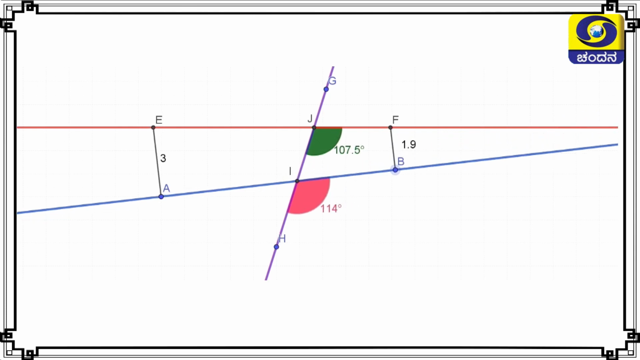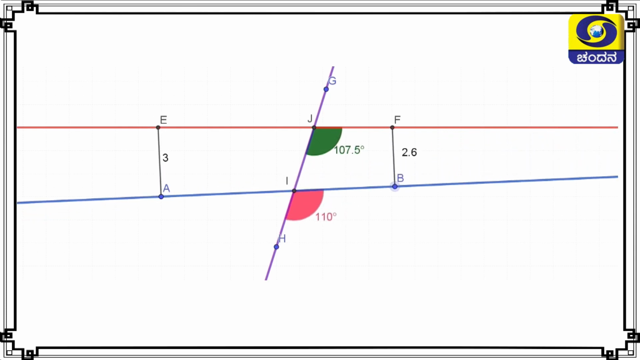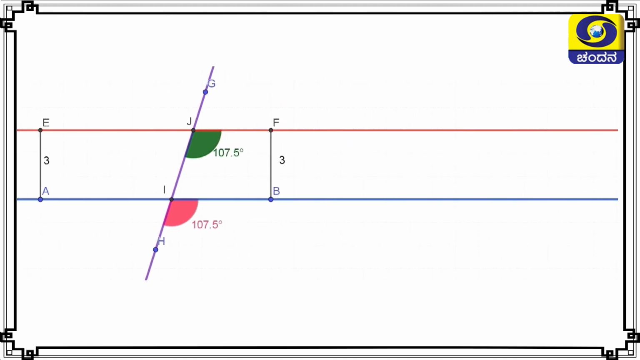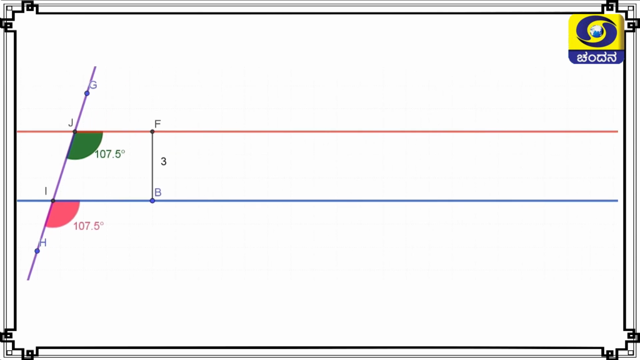Observe this video, children. The corresponding angles are still equal. Observe the distance here, children. The distance between those two lines, EF and AB, is 3 units. So, if corresponding angles are equal, then those two lines are parallel to each other.